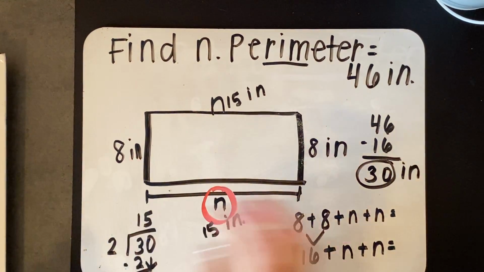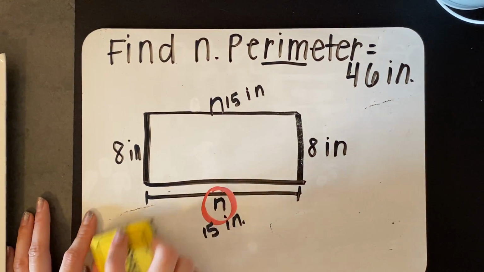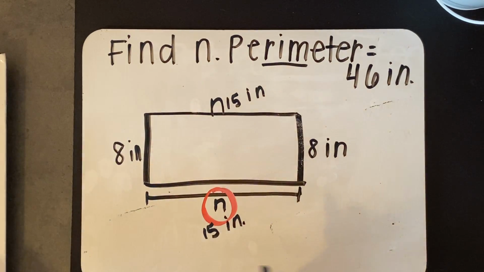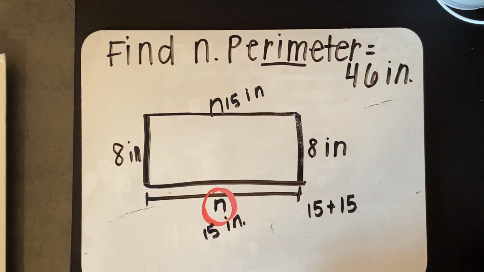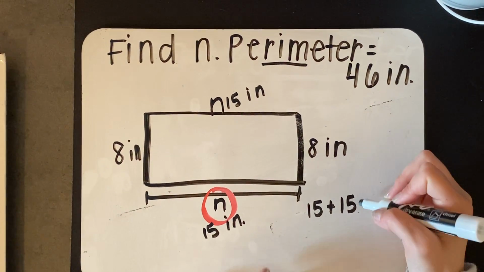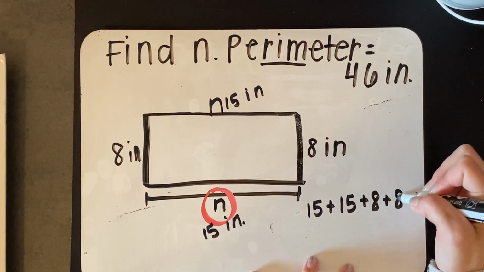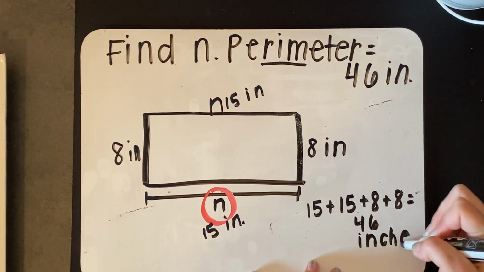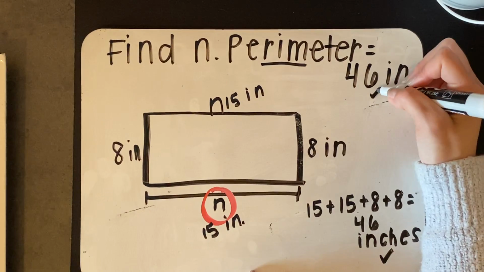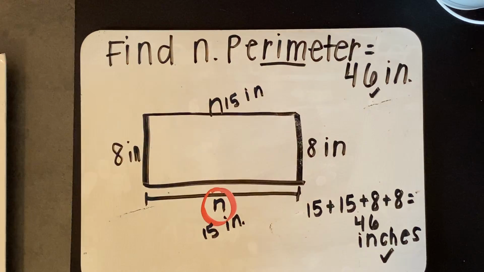A way to check if you did this correctly would be to go back and check the perimeter. We know perimeter is the outside 4 lengths added together. So we can add them. 15 plus 15 equals 30, plus 8 equals 38, plus the other 8 equals 46 inches. So we know that we did this correctly. It matches up. The opposite sides match just as they should. So that's how you would find N, or the missing side.